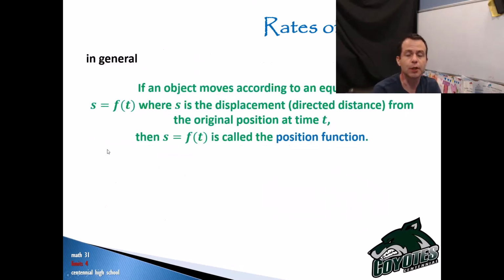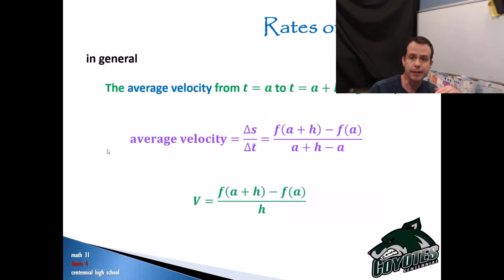Okay, cool. So if an object moves according to an equation s equals f of t, where s is the displacement or directed distance from the original position at time t, then s equals f of t is called the position function. Okay, the position function. The average velocity then from t equals a to t equals a plus h is given by average velocity is delta s over delta t, which would be y2 minus y1 over x2 minus x1. So y2 would be f of a plus h.